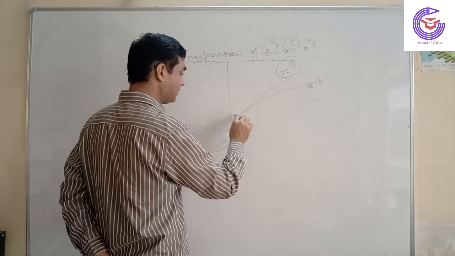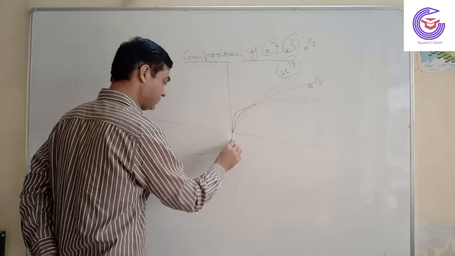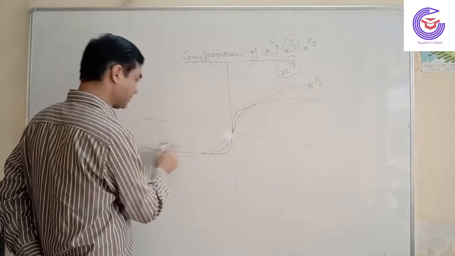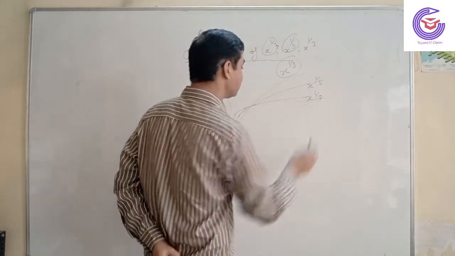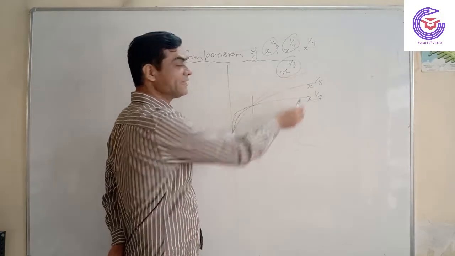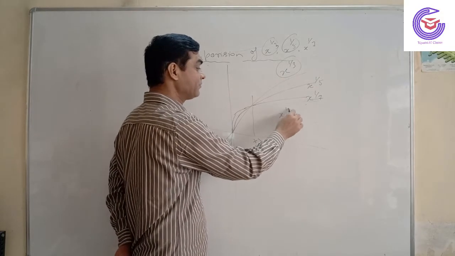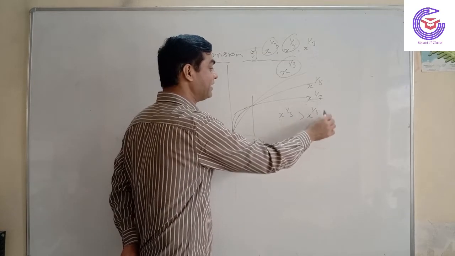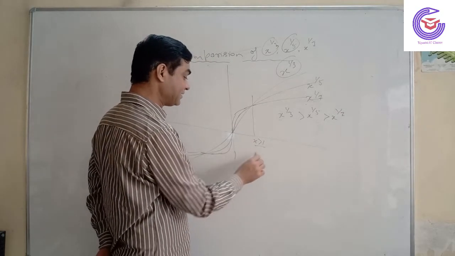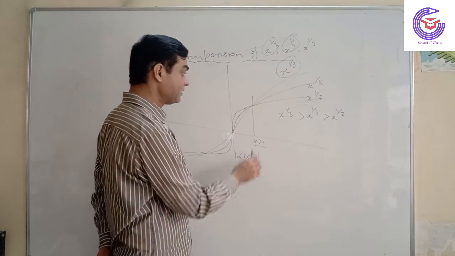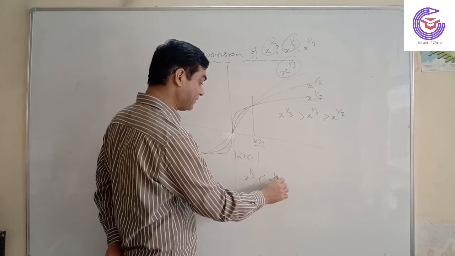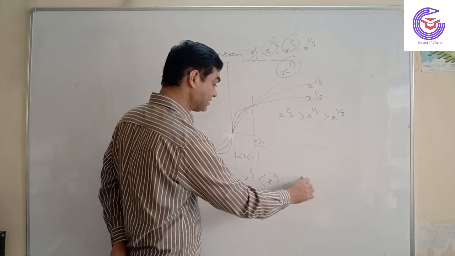Then x to the power 1 by 7. What you notice here is, when x is greater than 1, you can clearly see x to the power 1 by 3 is greater than x to the power 1 by 5, greater than x to the power 1 by 7. Between 0 and 1 it is reversed: x to the power 1 by 3 is less than x to the power 1 by 5, less than x to the power 1 by 7.